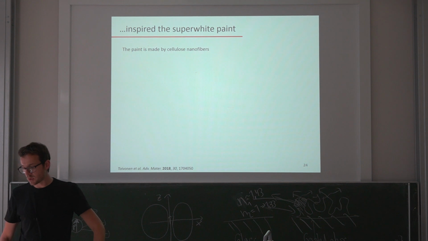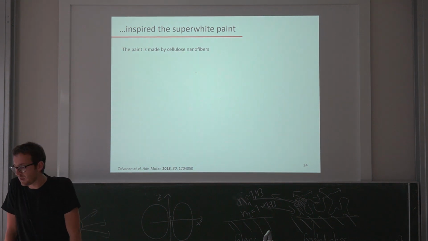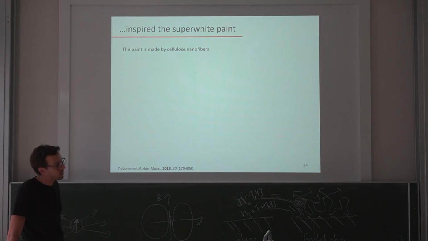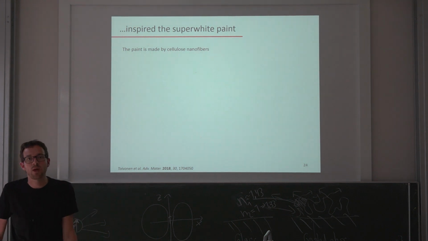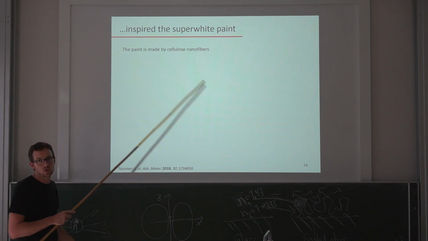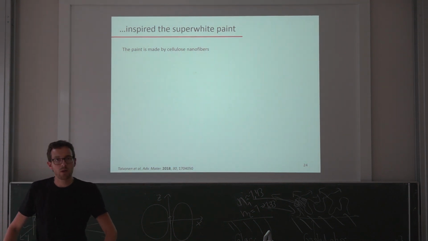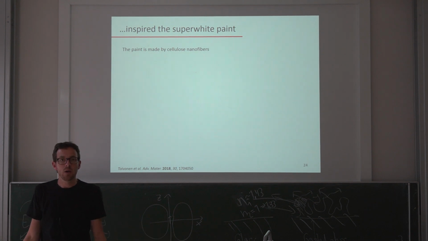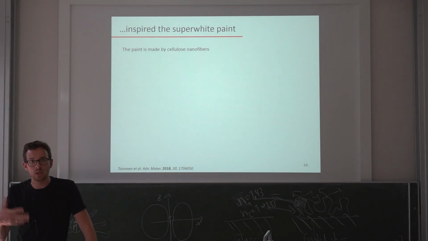And now what these researchers did, this is the group of Silvia Vignolini in Cambridge, they looked at the structures and tried to find a synthetic material to reproduce this. And what they used is cellulose nanofibers, which is something that is very biocompatible. You can eat it, and it comes from paper. So it's very simple technology. You don't need any titanium dioxide or any complex fabrication methods. This is one of the simplest materials you can imagine in terms of fabrication.